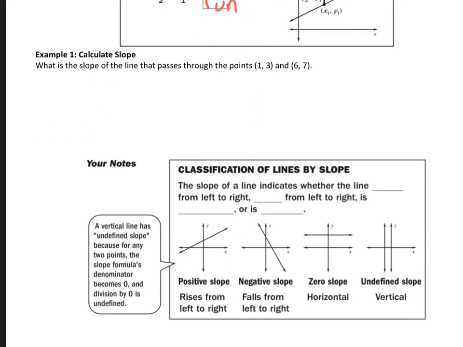So a quick review of how to find slope. The slope of a line that passes through the points (1, 3) and (6, 7) would be me taking that slope formula. y2 minus y1 would be 7 minus 3 over x2 minus x1, 6 minus 1. So the slope of that line would be 4 over 5. And I'd want you to keep that as a fraction. Don't change it to a decimal, because slope is much easier to read and to plot when it's a fraction.